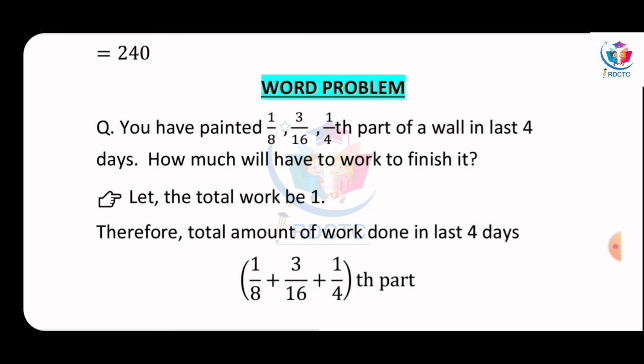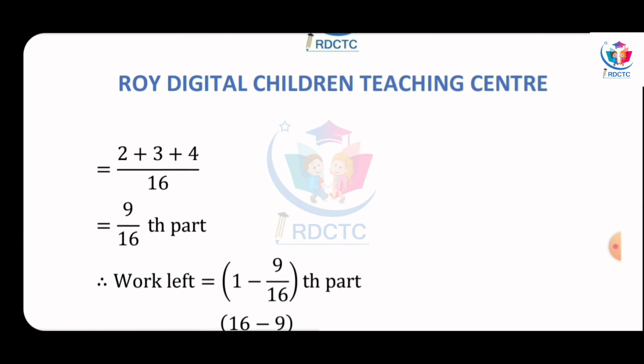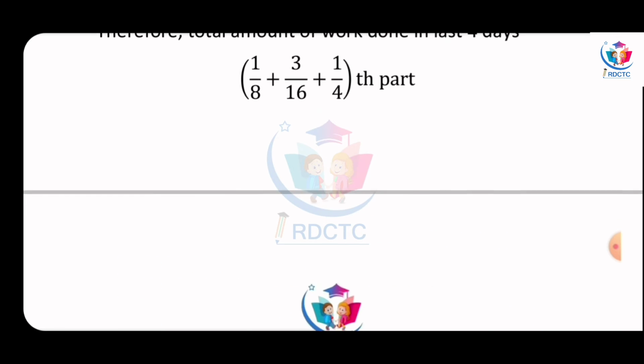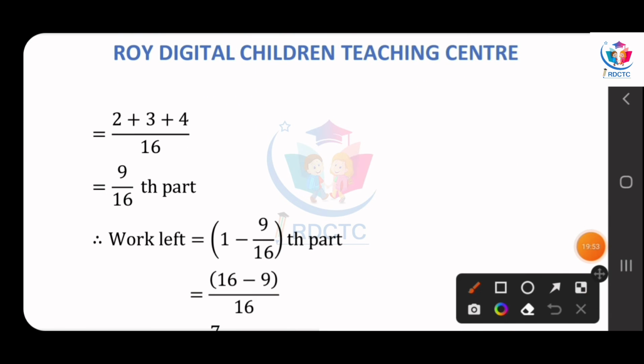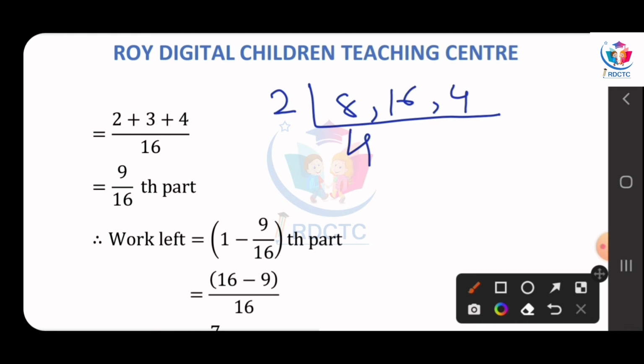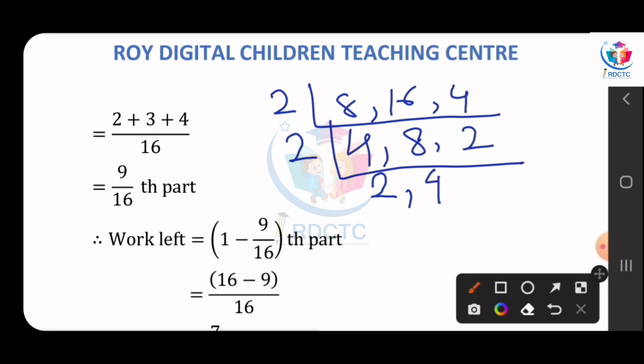First we have to find out the LCM of these numbers. The numbers are 8, 16 and 4. Okay, I write here 8, 16 and 4. I divide all the numbers by 2. 2 4s are 8, 2 8s are 16 and 2 2s are 4. Now I divide them by 2. 2 2s are 4, 2 4s are 8 and 2 1s are 2. Now I divide them by 2 again. 2 1s are 2, 2 2s are 4 and 1 I write here.